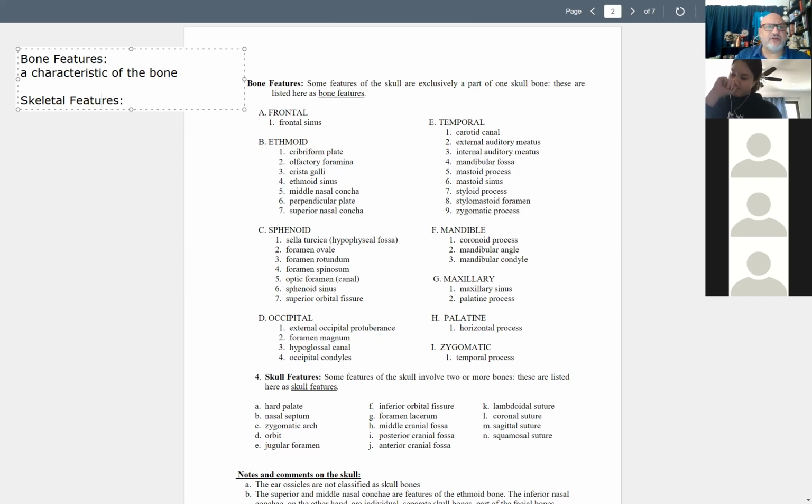A skeletal feature, as the name indicates, is a characteristic of the skeleton. So this is a feature, a characteristic that is made of 2 or more bones. Notice I have bone A, which happens to be my right hand, which has a hook. I have bone B, which happens to be my left hand, which also has a hook. But notice when I put those two together, I get an arch.